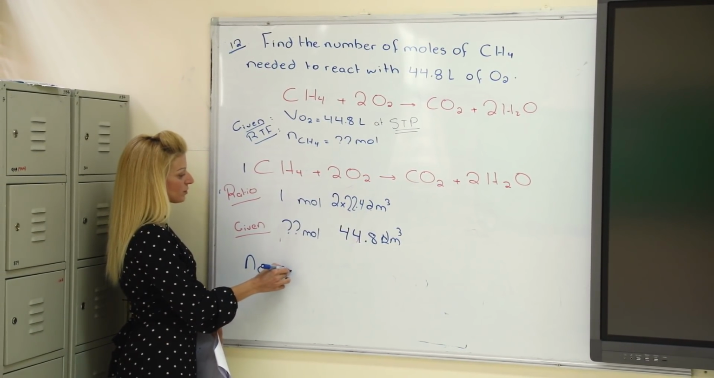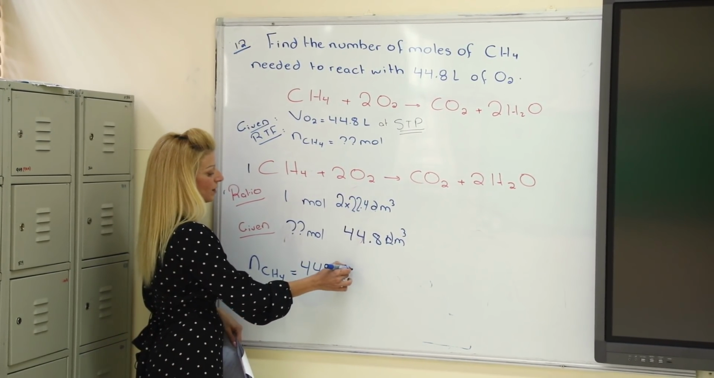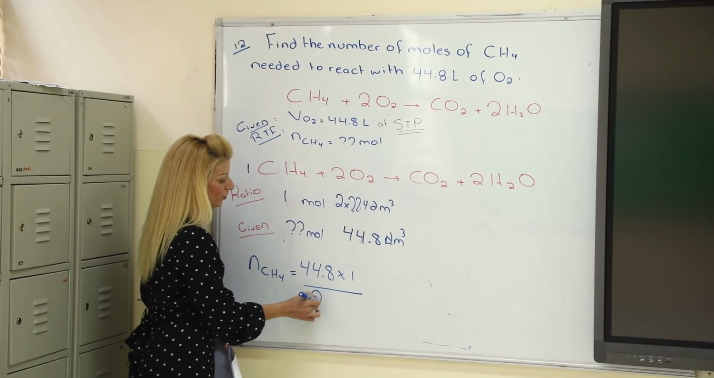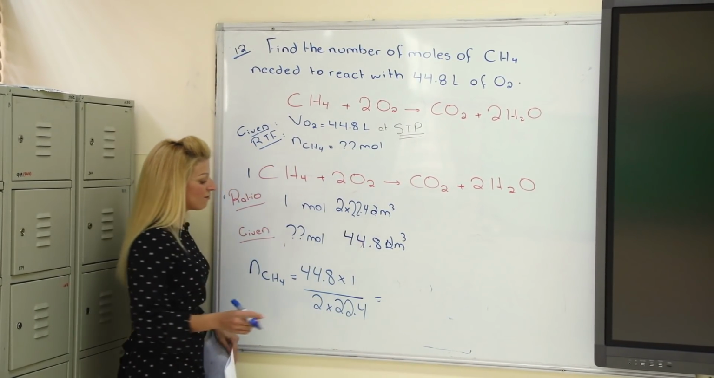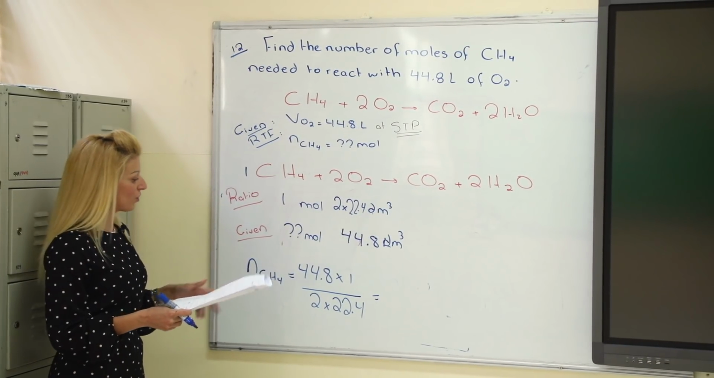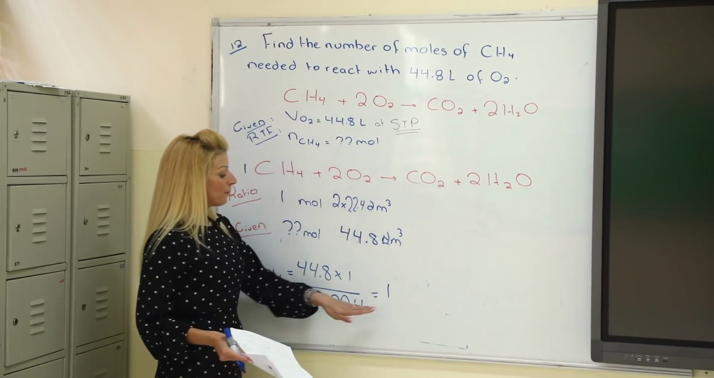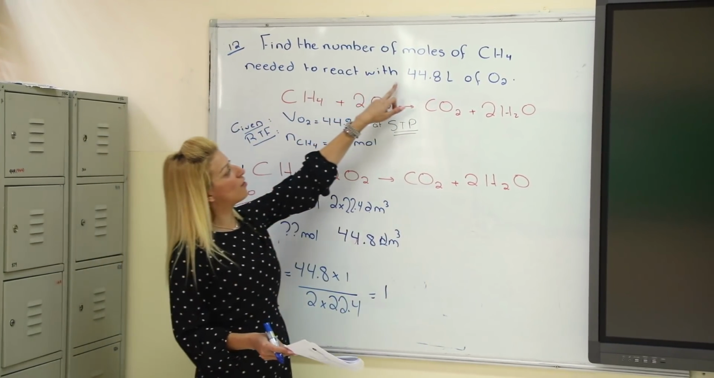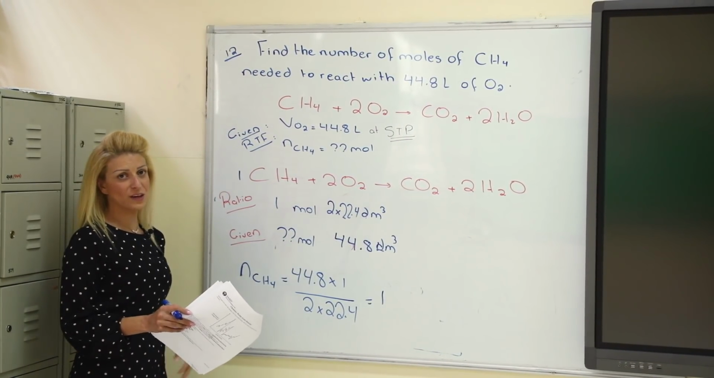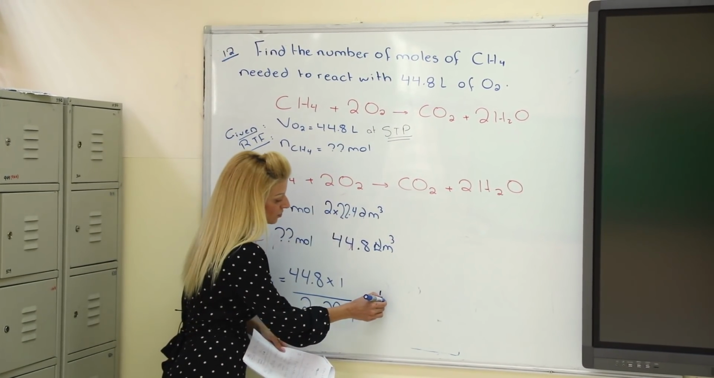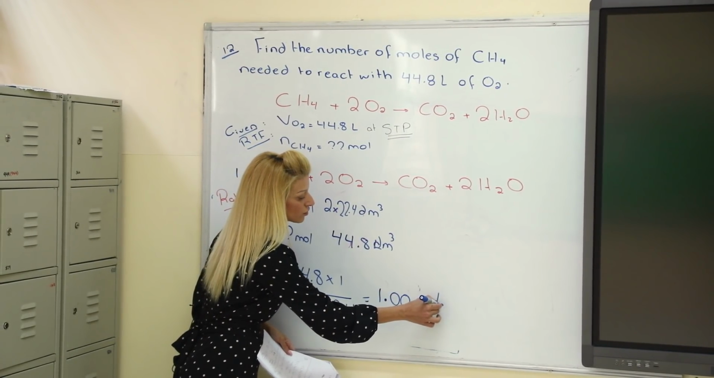So number of moles of CH4 equals 44.8 times 1 over 2 times 22.4 to give us a final answer of 1 mole. But looking back at the given, our final answer should be reported to 3 significant figures. So our final answer should be 1.00 moles.